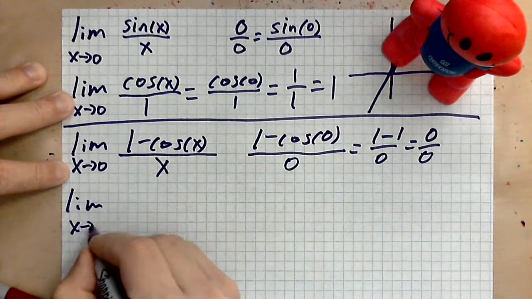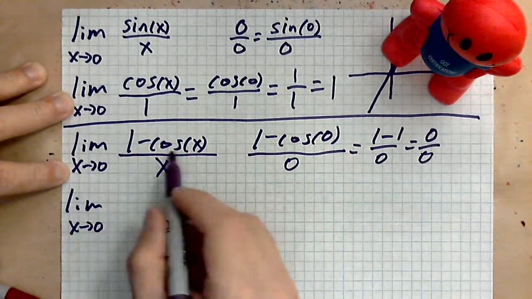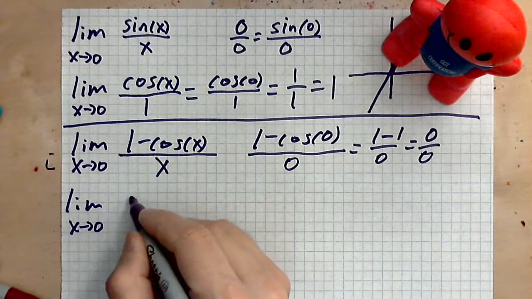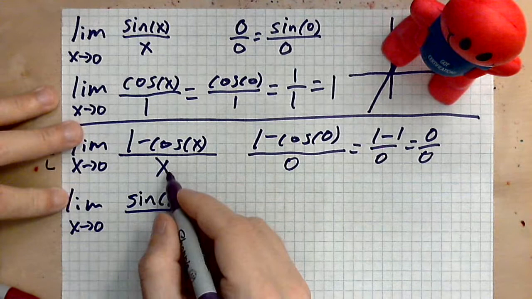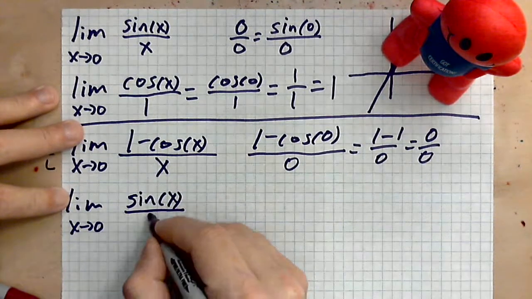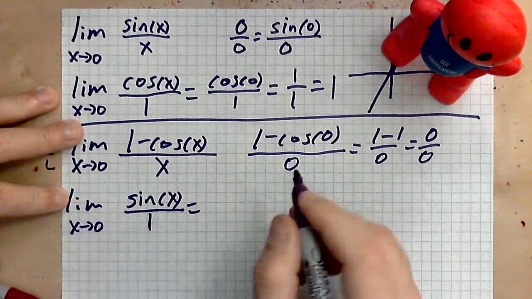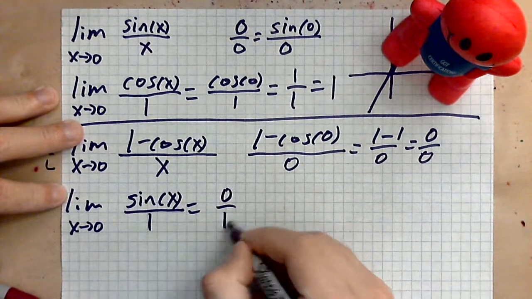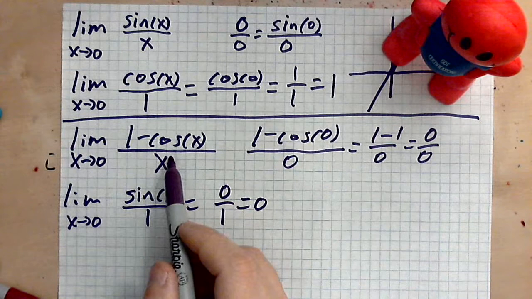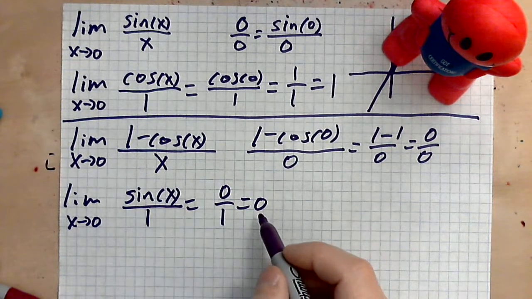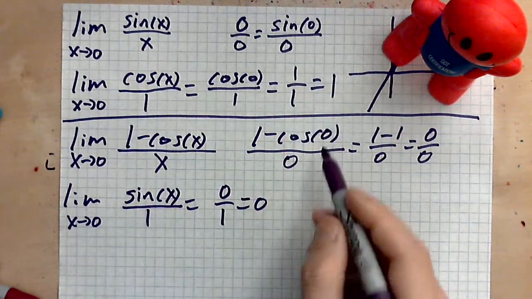So the limit as x goes to 0, and you differentiate the numerator, so all that remains is just a sine function. And then the bottom, the derivative of x is just 1. And now you can plug in directly, so you have 0 over 1, which is 0. So the limit of this quantity here, as x goes to 0, is 0. The limit of the other one is 1. There you go.